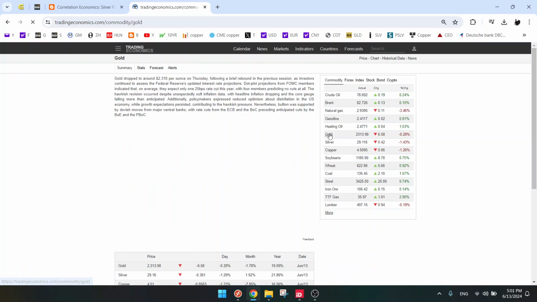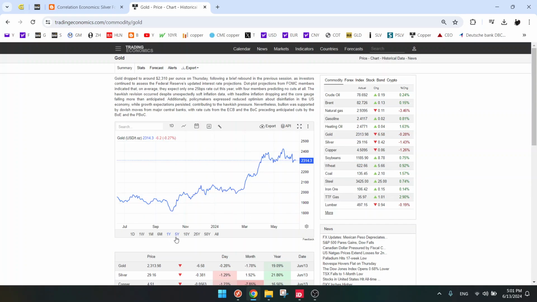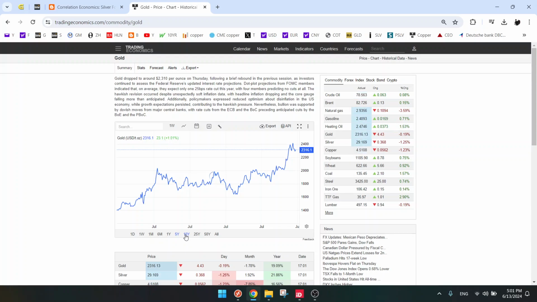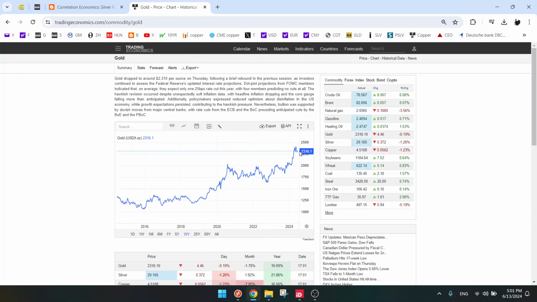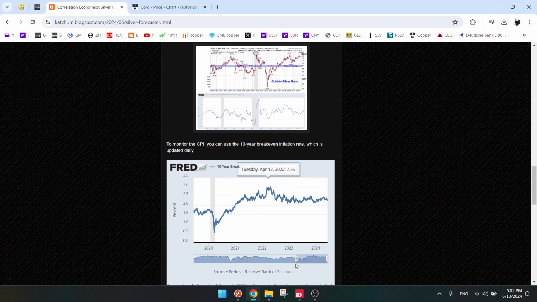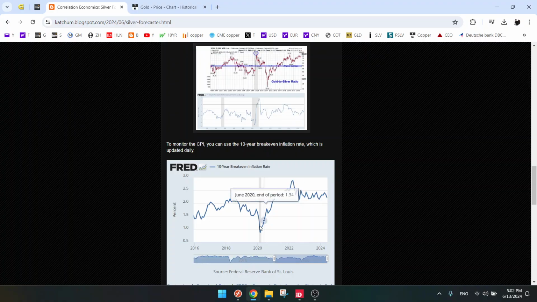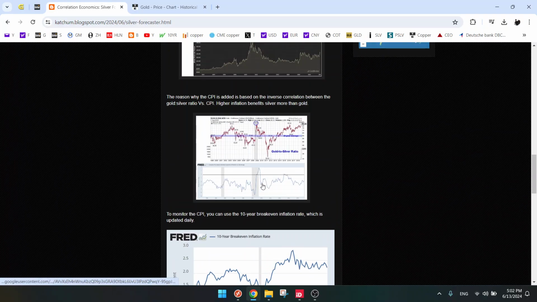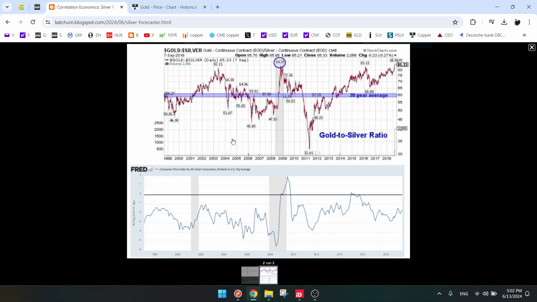However, I think gold will go much higher. So gold will probably be going to 3,000 by next year. It will go to 2,500, etc. So silver will probably follow gold higher. But there is a bit of, yeah, divergence because of the inflation. And that inflation has an effect on the gold-silver ratio, as you can see here.